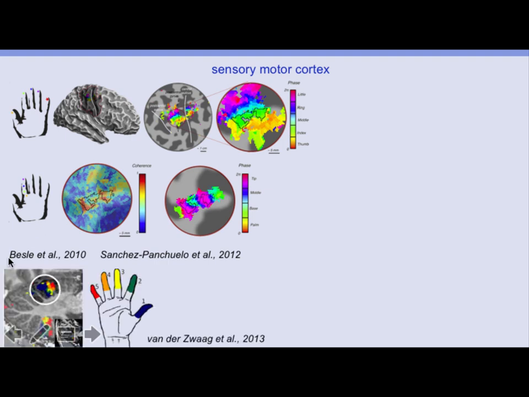And Wietske van der Zwaag could even do some digit representation mapping in the very, very fine structures of the cerebellum. And just this morning, I saw some fascinating results as well, acquired here at NIH, looking at different feedback in sensory cortex.